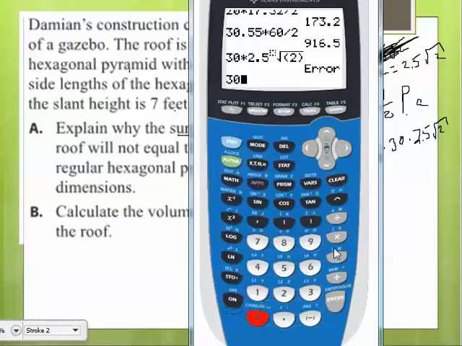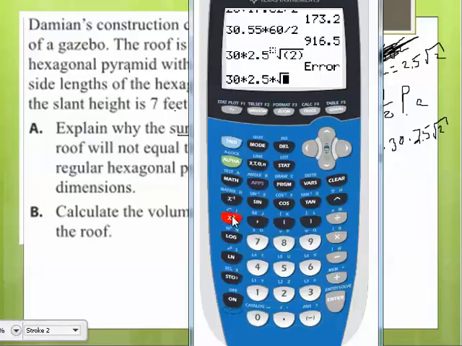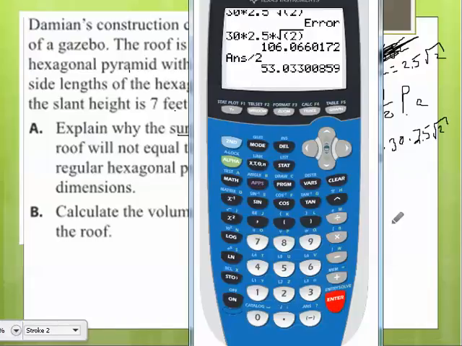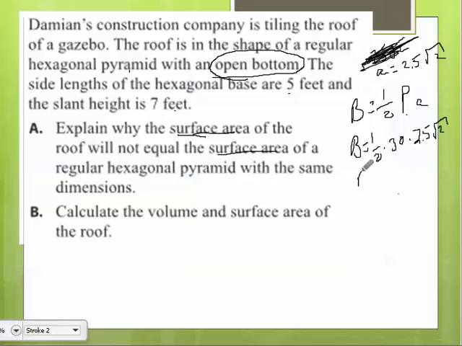30 times 2.5 times second square root. It didn't like my square root there. Enter. And I'm going to take that and divide the whole thing by 2, because that's what I have to do. And I get 53.03. We'll leave it at 53. So the area of the base is going to be approximately 53.